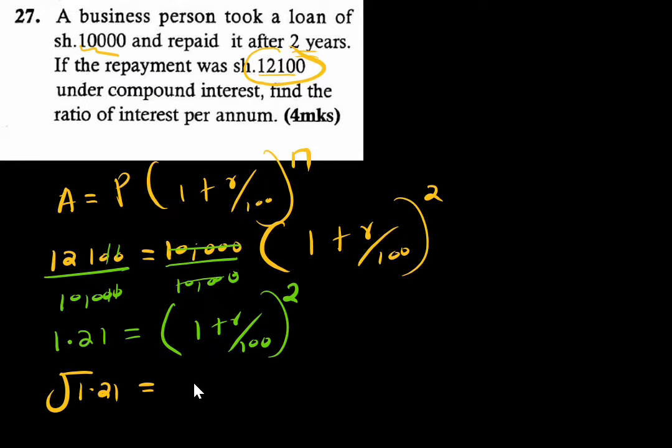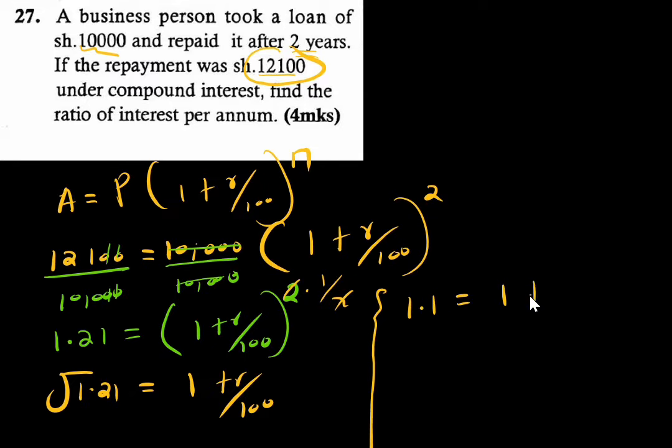1.21 is equals to 1 plus r over 100. When you take the square root, it cancels with the square. So by 2, 2, we remain with 1 plus r over 100. We need to continue on this other side. The square root of 1.21, the square root is 1.1. So 1.1 is equals to 1 plus r over 100.